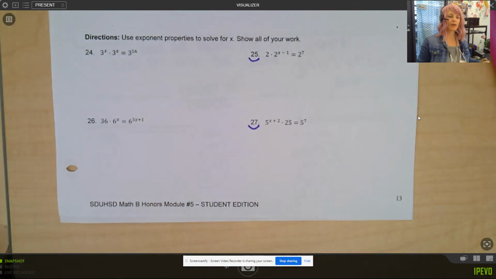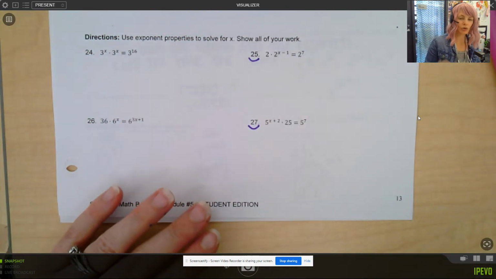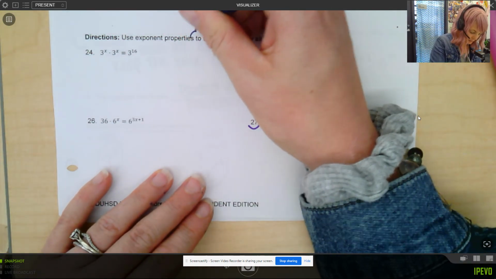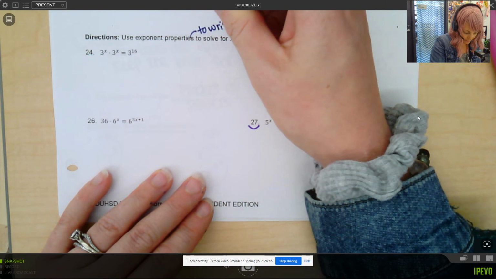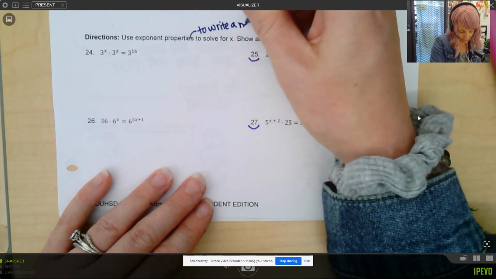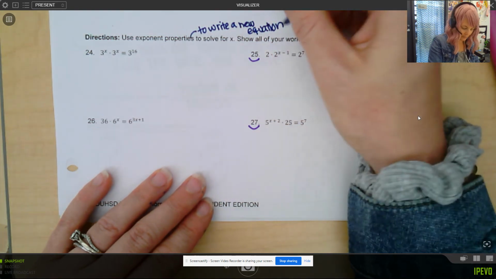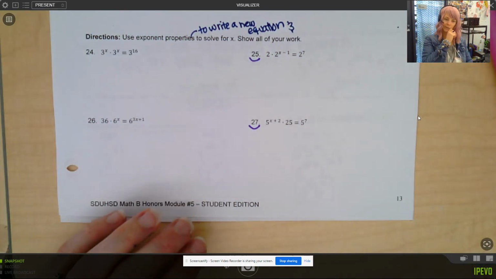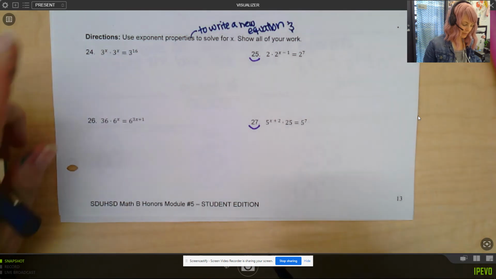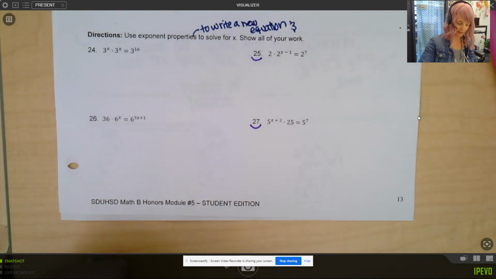So what we're doing is we're using exponent properties to write a new equation, and then solve for x. And we have to show all our work. So I'm going to do 24 and 26 with us.